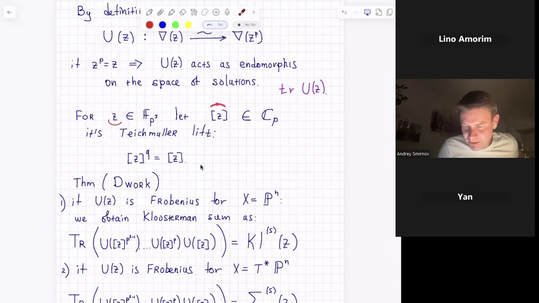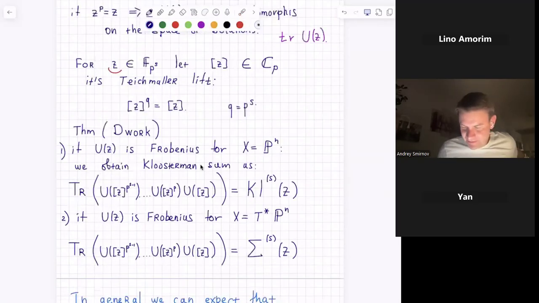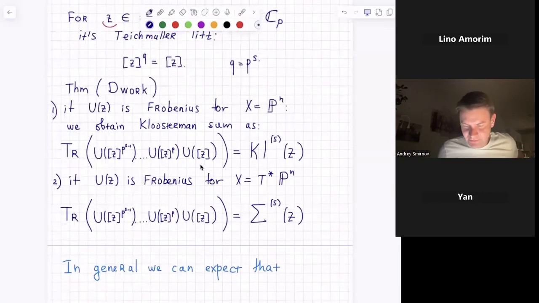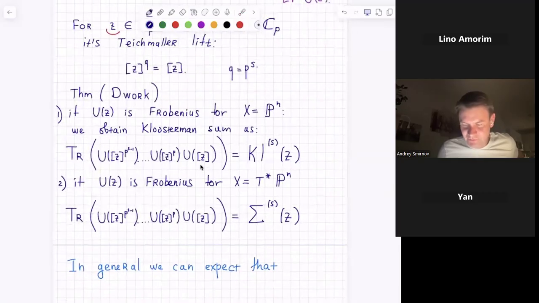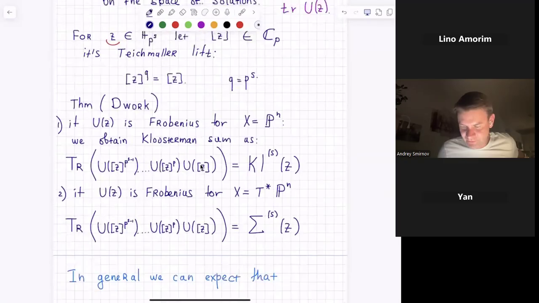So I denote by this bracket the Teichmuller lift of an element. It's the unique element which satisfies this property: z to the power q is equal to z. So q here is p to the power s. Maybe I should write it. And then this is the result I mentioned, which relates Frobenius intertwiners for P^n with Kloosterman sums. So the thing is the following.